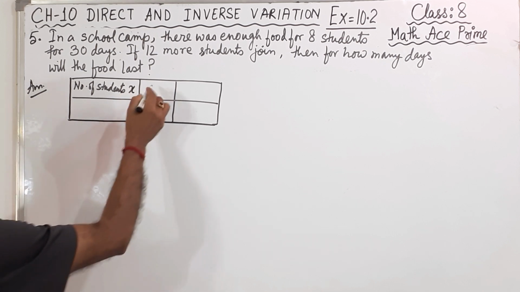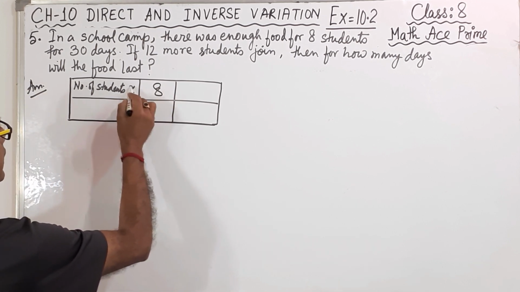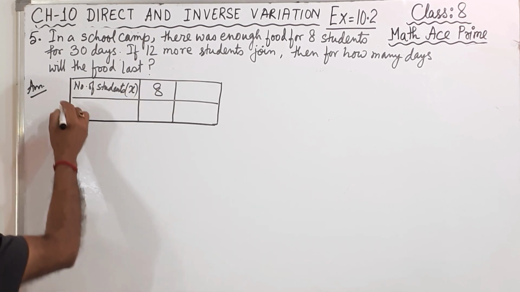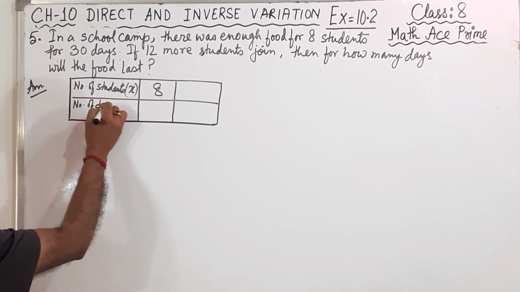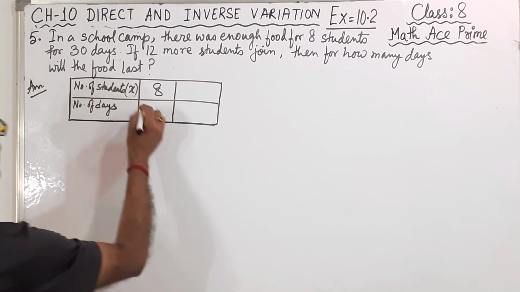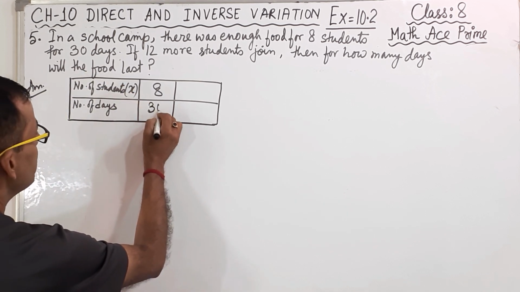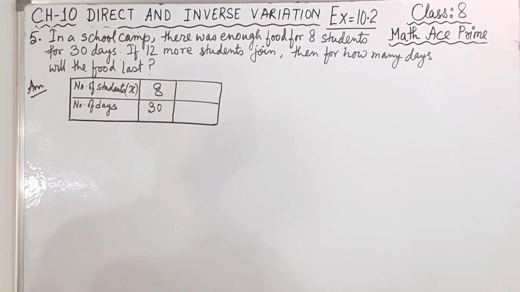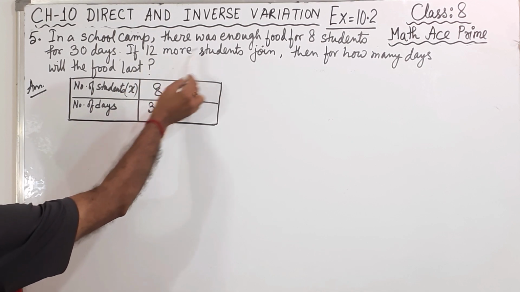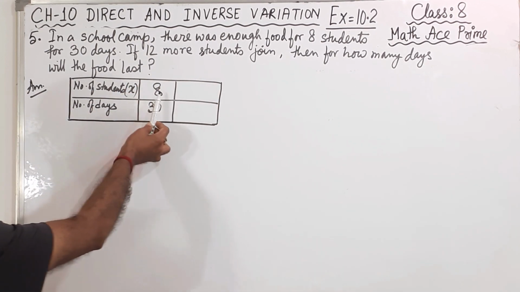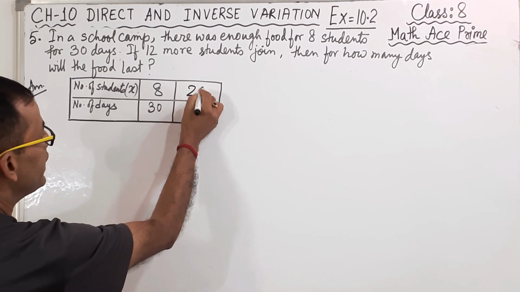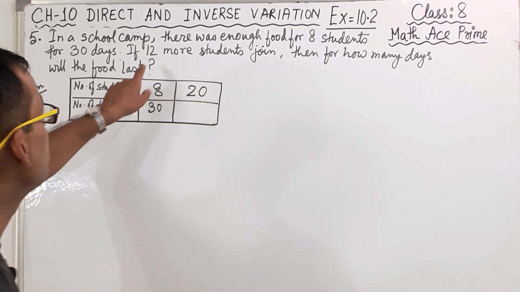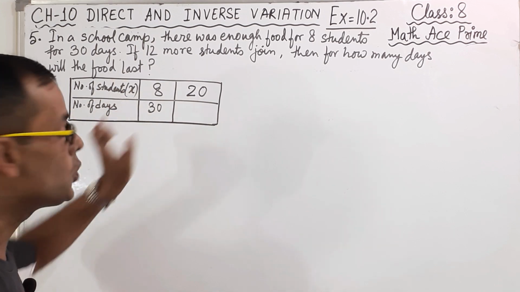x. सो कितना है स्टूडेंट्स? 8 है. ठीक है, एंड नंबर ऑफ डेज. हाउ मेनी डेज आर देयर? सो 30 डेज. ओके, नाउ 12 मोर स्टूडेंट्स ज्वाइन. सो पहले 8 था, अभी 12 मोर ज्वाइन कर रहा है, तो कितना हो जा रहा है? 20. सो 20 स्टूडेंट्स. व्हाई? बिकॉज 12 प्लस 8 इज 20.